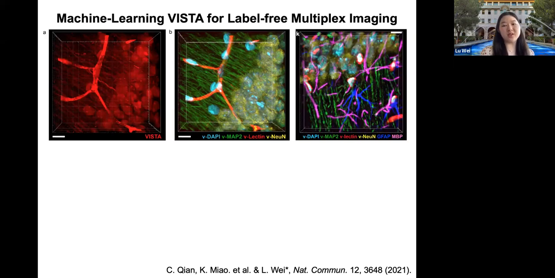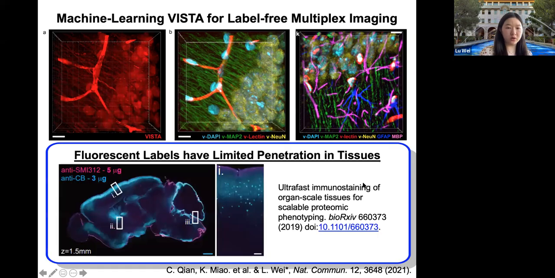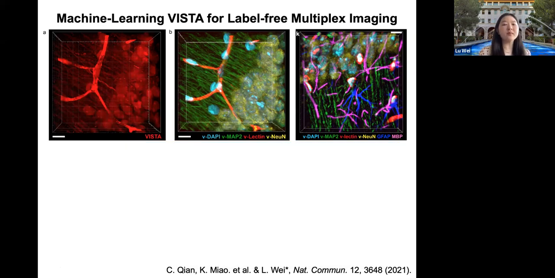And if we want to have more, we can correlate this with fluorescence and add a couple more channels by using fluorescence staining. So here we added the GFAP for the astrocytes and the MBP for the myelin and also oligodendrocytes.